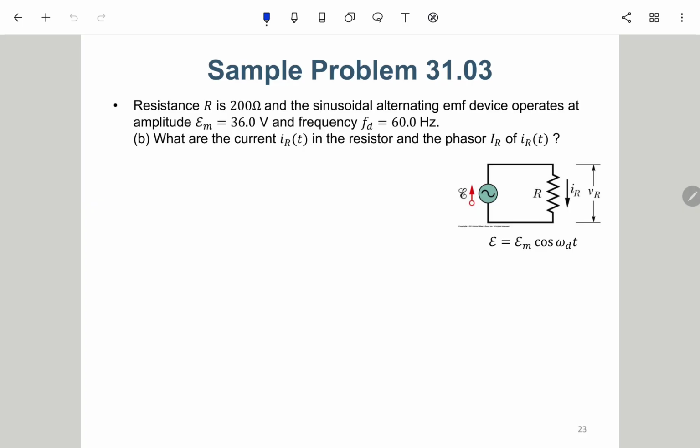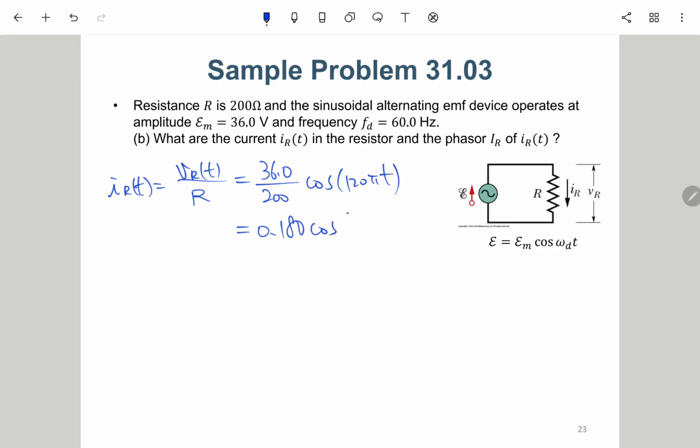So I out of t will be V out of t divided by R, obeying Ohm's law. So this is nothing but 36.0 over 200 and then cosine 120 pi t. So this is 0.180 cosine 120 pi t, and the SI unit will be A.